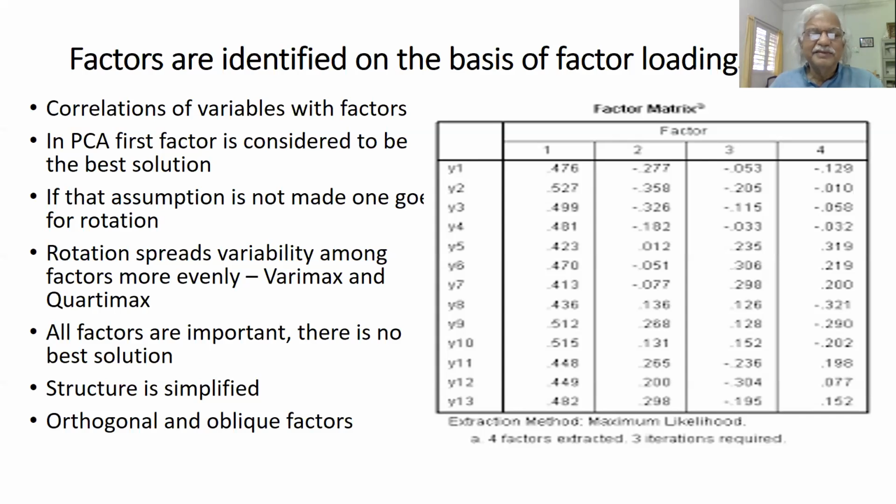You want that as much as possible, structure is simplified. Sometimes you want that your factors should be independent, and this was one problem that we faced in multicollinearity, that our variables were correlated with each other. In factor analysis, it is possible to have factors which are orthogonal. Like in this table, F1, F2, F3, F4 are orthogonal.